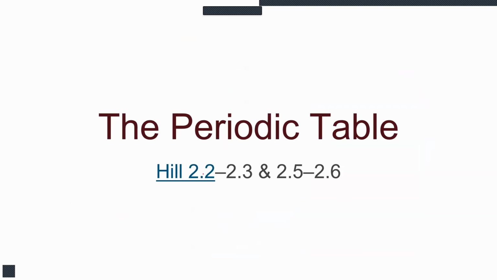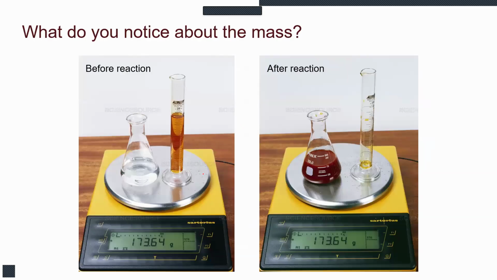Now, when it comes to the periodic table, one of the things that's important to understand are a couple of different scientific laws. So, what do you notice about the mass in these? Well, actually, let's go ahead and look at our before reaction. We have this right here, known as an Erlenmeyer flask. I'm just going to call it a flask. This is a graduated cylinder. Both of them have liquids in. So the mass of the glassware, the two different pieces of glass, and the solutions equals 173.64.